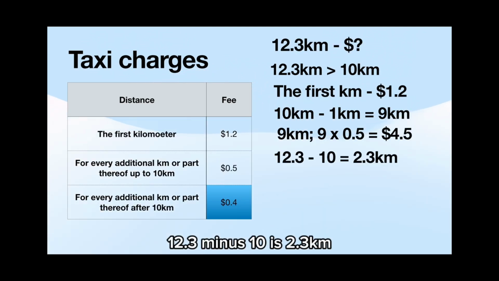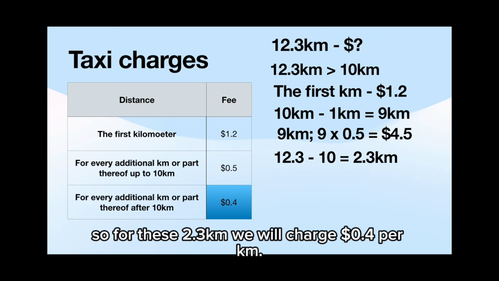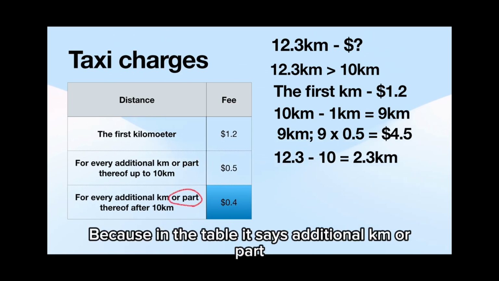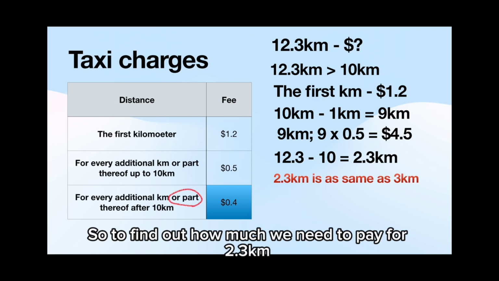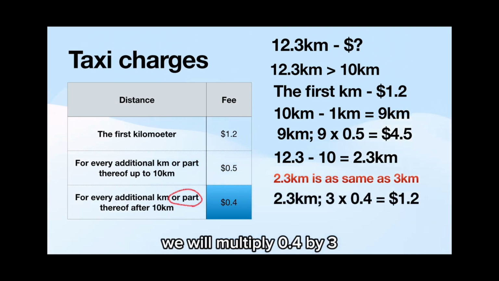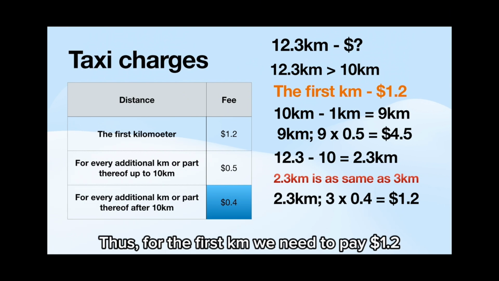12.3 minus 10 is 2.3 kilometers, and 12.3 is more than 10. So for these 2.3 kilometers, we will charge 40 cents per km. Because in the table it says additional km or part, we will count 2.3 kilometers as 3 kilometers. So to find out how much we need to pay for 2.3 kilometers, we will multiply 0.4 by 3, which is equal to $1.20.